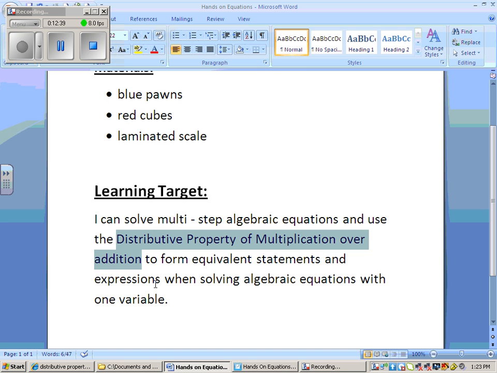Okay, go ahead and complete the lesson 6 worksheet.